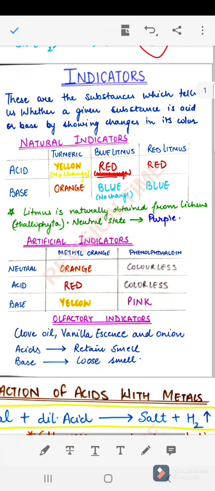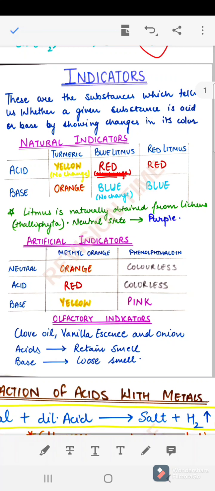First we have natural indicators. We have litmus and turmeric. Litmus is obtained from lichens that belong to the Thallophyta group. In the neutral state, it is purple in color. We have blue litmus and red litmus. We all know acids turn blue litmus red and bases turn red litmus blue.